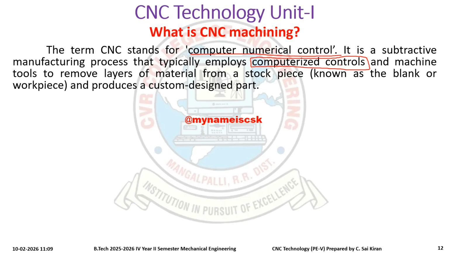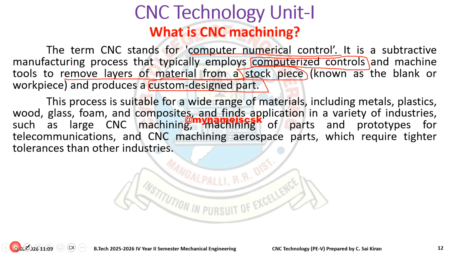If you keep a raw material, it will give the finished product by removing layers of material from a stock piece. We have a workpiece, and from that workpiece we get the final output by the subtractive method. It is known as the blank or workpiece, and it produces a customized design. So we keep a workpiece and we can generate the customized design by using this CNC machine. This process is suitable for a wide range of materials including metals, plastics, wood, glass, foam and composites. So these are the materials we can apply the CNC machine to.